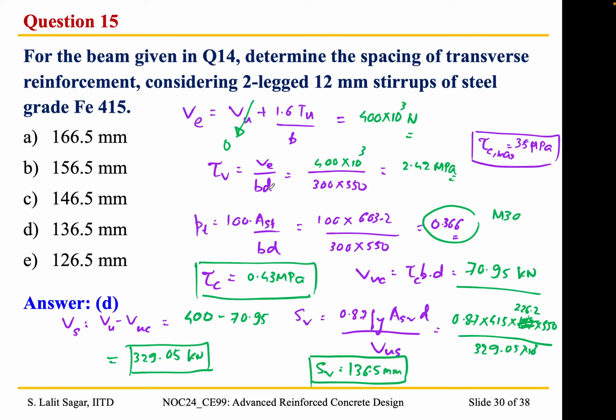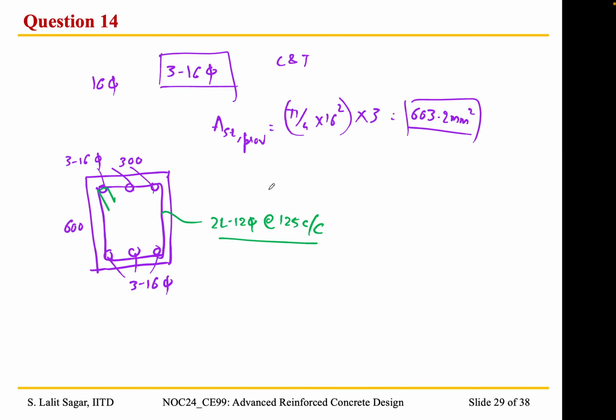And there is one more addition to the previous problem. Since the depth is more than 450 millimeter, since the spacing between these two is more than 300, we need to provide side reinforcement. Side face reinforcement has to be 0.1% of the gross area. No, it has to be the effective depth. So I request you all to just calculate. So this I got as 165 millimeter square.